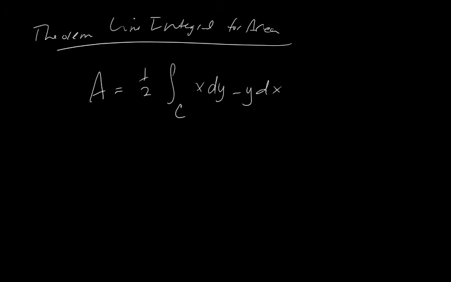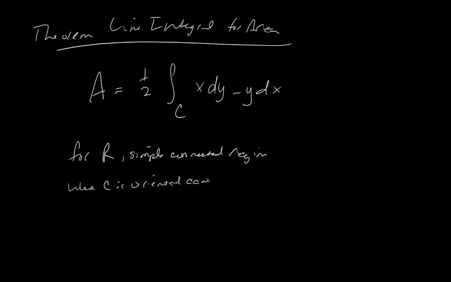Okay, so if you're looking for the area of a region, we can find that here. And again, this is a simply connected region, so this is for R, a simply connected region. Okay, this is the area of this region R, where C is oriented counterclockwise around the region. Okay, so all the conditions of Green's theorem here, and that's going to be your area.